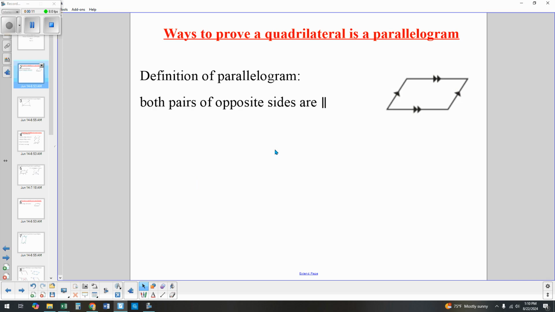In our last lesson we learned all the different things we know are true when we know something's a parallelogram. Now almost all of those can also be used to determine if it's a parallelogram. We can use the definition of a parallelogram to prove something's a parallelogram by determining if we have two pairs of opposite sides that are parallel.